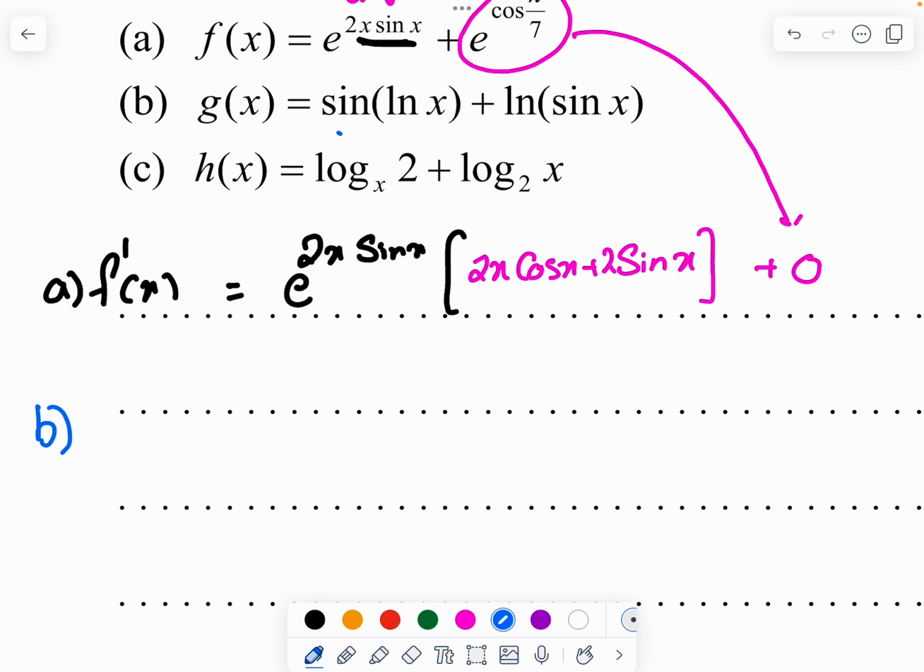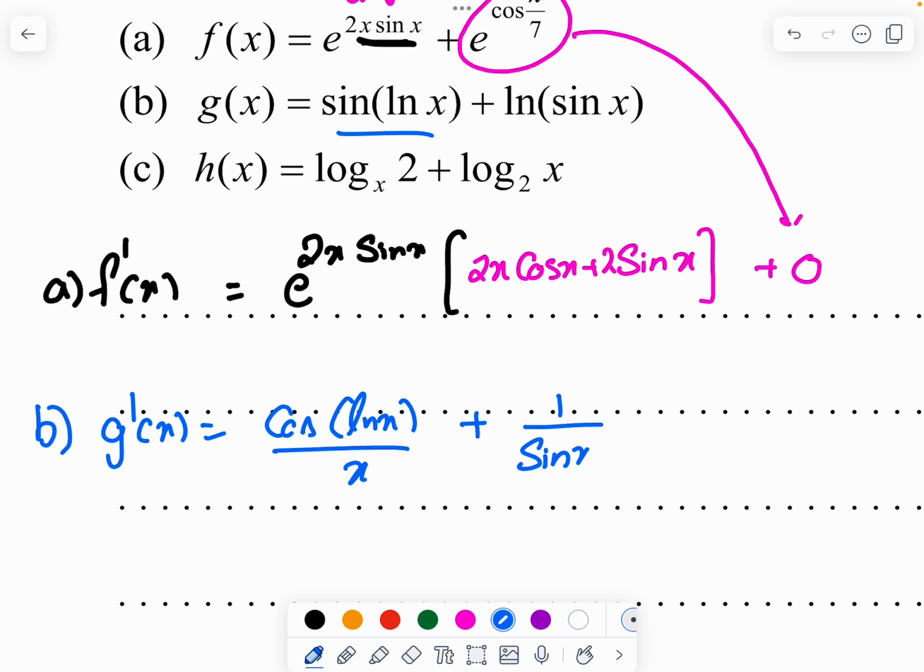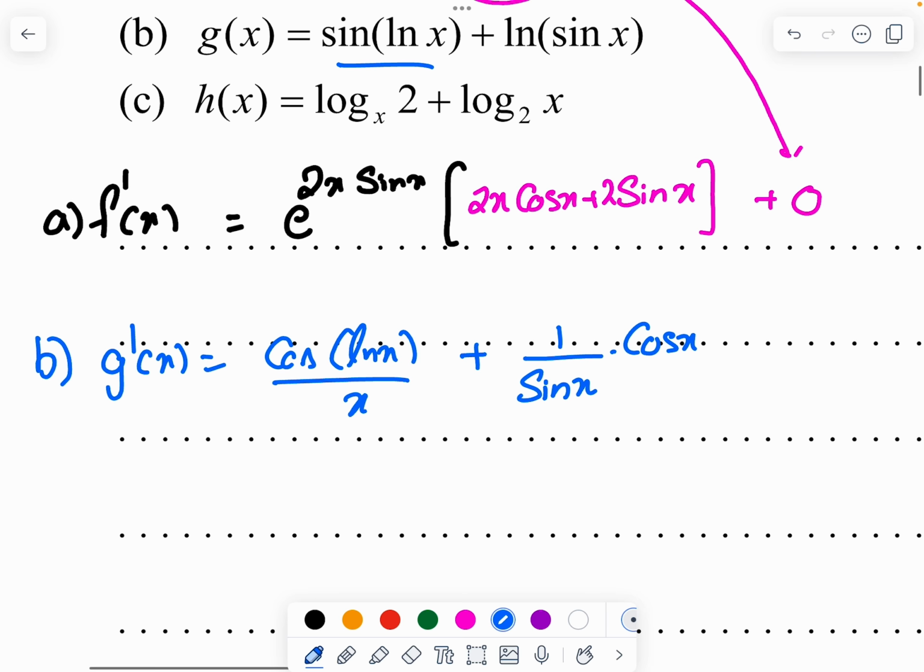Part B, sin ln x. Sin ln x derivative is cos ln x, and ln x derivative is 1 upon x. Next one, ln sin x. Ln sin x derivative is 1 upon sin x. Sin x derivative is cos x. So that's going to be the answer.